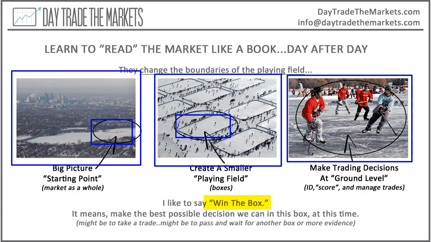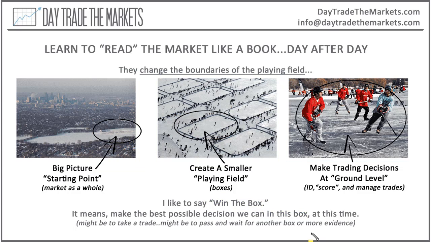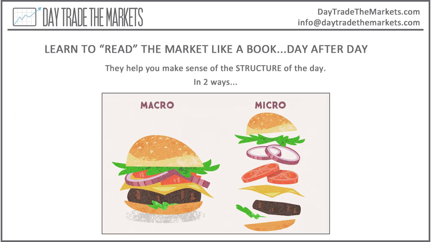In other words, we have a box. We've made it simpler to make sense of. We're not trying to make sense of the entire day as a whole. That's overwhelming. What we're trying to do is make the best possible decision we can in this particular box, which is the one that's active at this given time. Now, that may be to take a trade. That may be to pass and wait for more evidence or another box to form. But the bottom line is, if we can make it a simpler playing field, we have a much higher chance of success. We're not trying to tackle the entire day at once. We're trying to just win the box, okay?